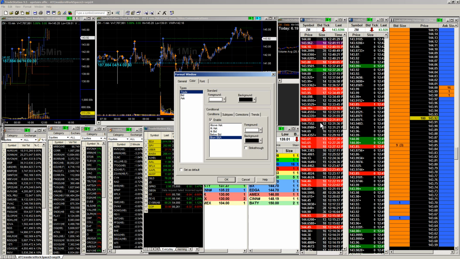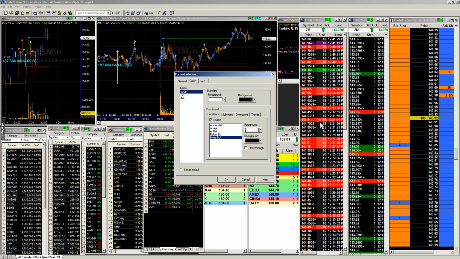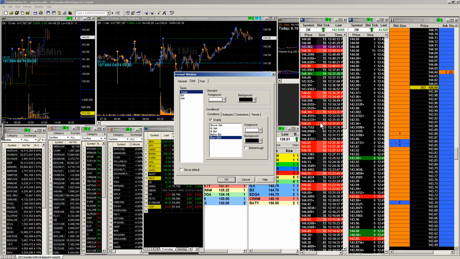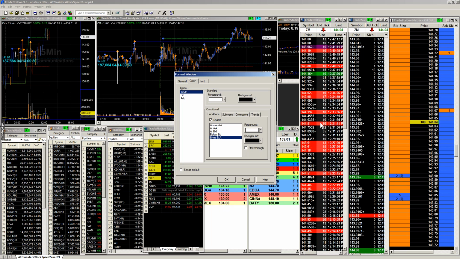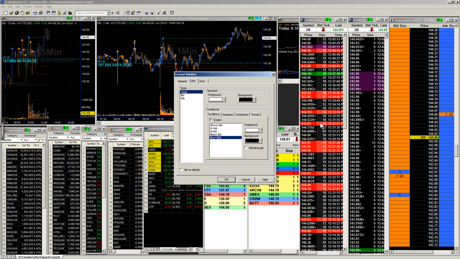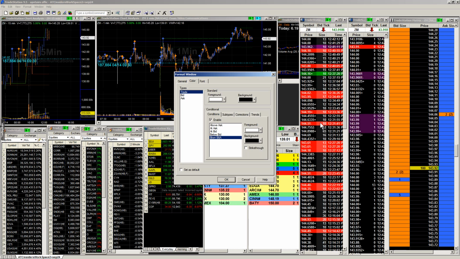So the things that you need to know about this: what does green mean? If we break it down as simply as we possibly can, green means ask, green means buying. Perfect. What does red mean? Selling, absolutely. We're going to completely ignore above the ask and below the bid.